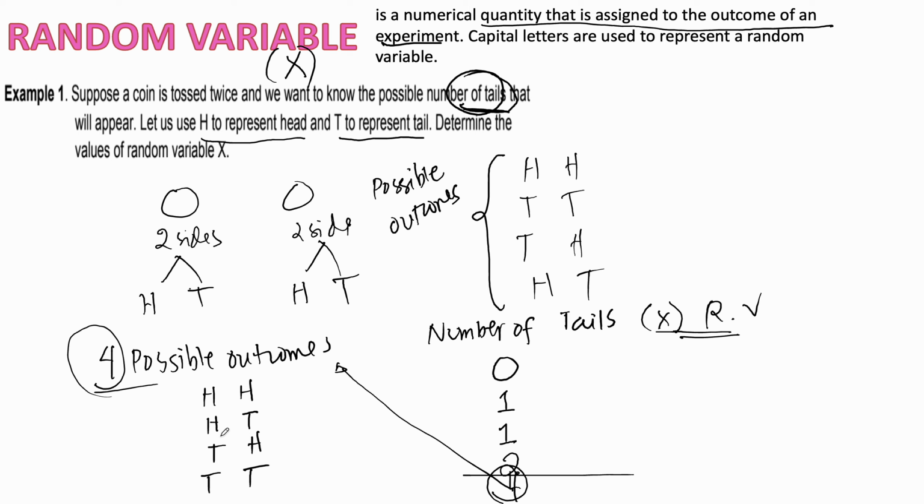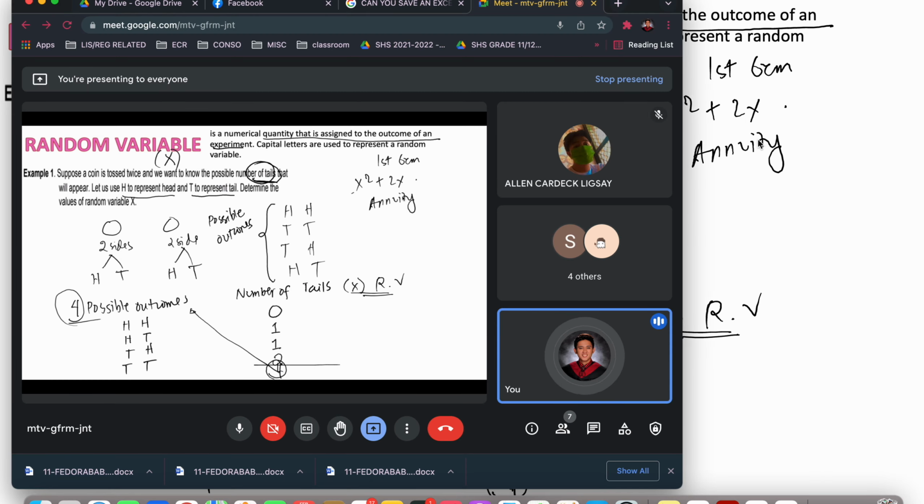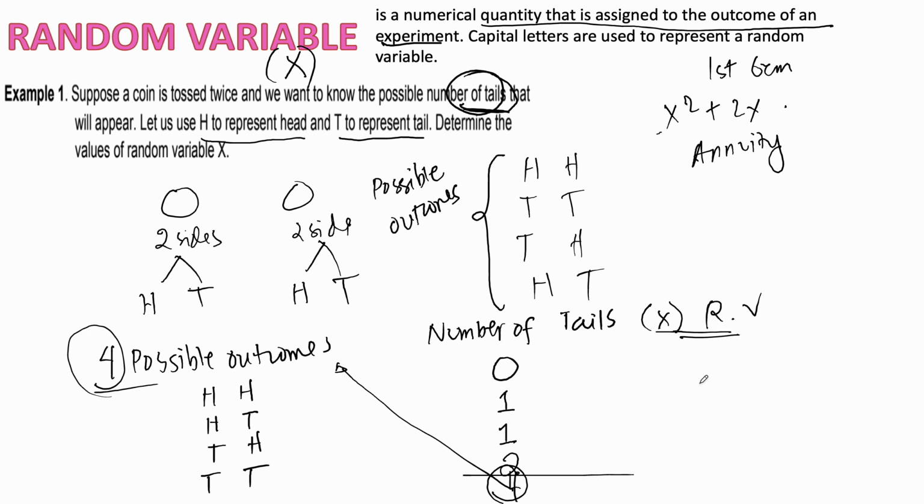Ang pinaka-key kasi sa statistics ngayon is pagiging observant mo at pagiging maingat sa pag-declare ng mga values mo. Okay? Hindi na tayo nagsosolve dito ng x squared plus 2x, so on and so forth. Diba ito yung nasa first sem natin sa Gen Math, no? At di na rin tayo mag-ano dito, annuity, no? More on observation tayo sa statistics and probability. Okay? So, may question ba tayo sa example 1 for your random variable? Okay, I'll take that as a no.